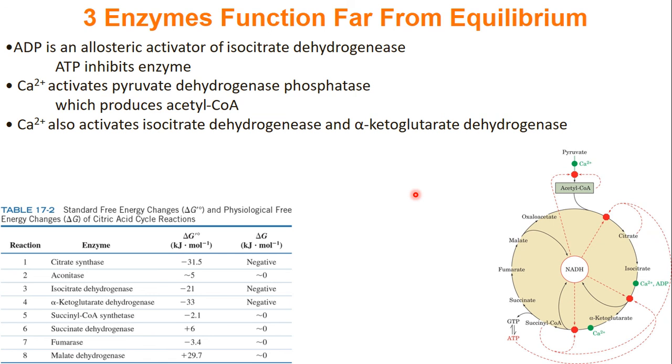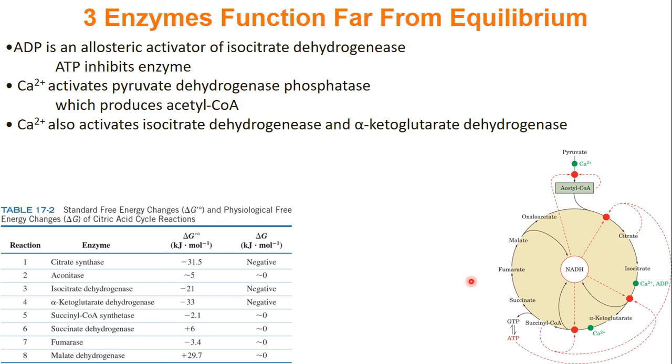Now some more regulators here. ADP is an allosteric activator of isocitrate dehydrogenase, while ATP will inhibit it. Again, that should make sense. ADP means we have lost energy, please make some. ATP says we have a lot of energy, don't make any more.